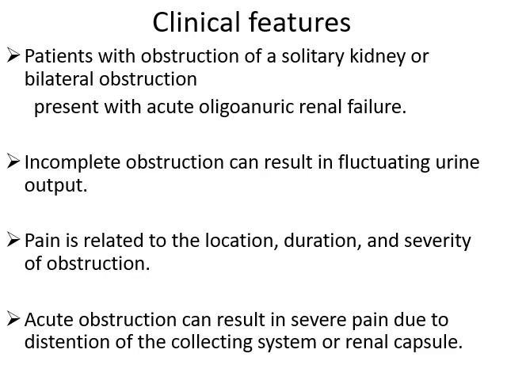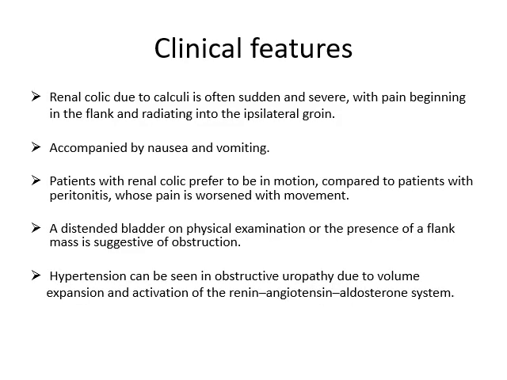Okay, if the obstruction is below the bladder, all right, there's going to be pain. Pain is related to the location, duration, and the severity of the obstruction. If the obstruction is acute, there will be severe pain because of the distension of the collecting system or renal capsule, and we can also see some form of abdominal distension, especially when the bladder has been so enlarged and engorged with fluid. You see urinary retention, very painful. There might be renal colic, which is severe back pain that radiates to the groin, and the patients have difficulty staying in one place. They're always rolling in agony, crying, shouting. There might be nausea and vomiting also.